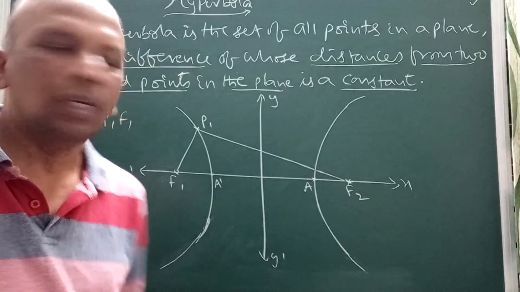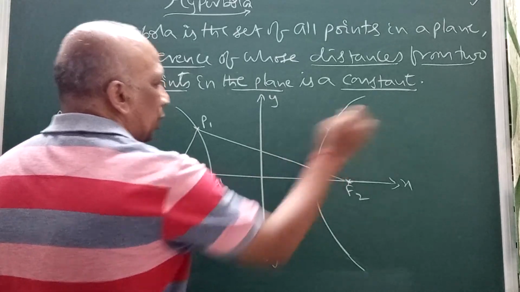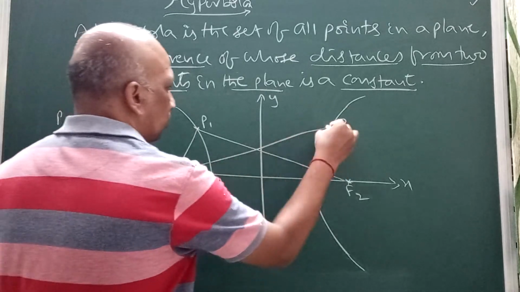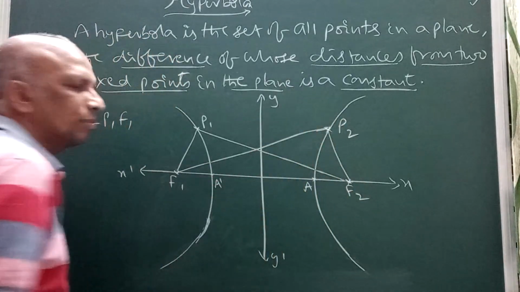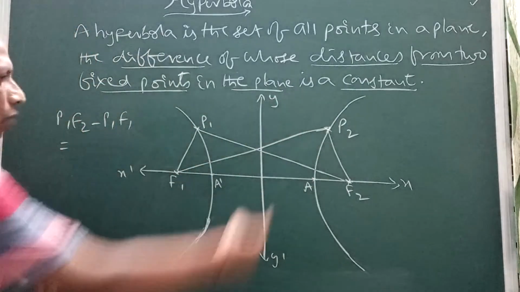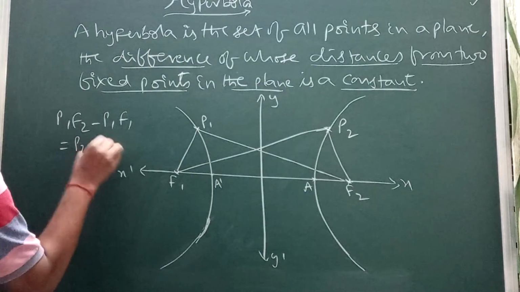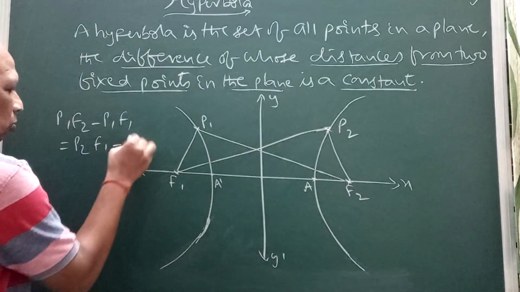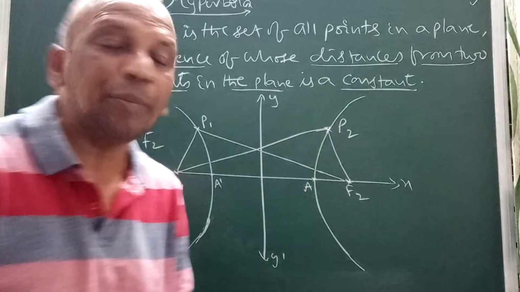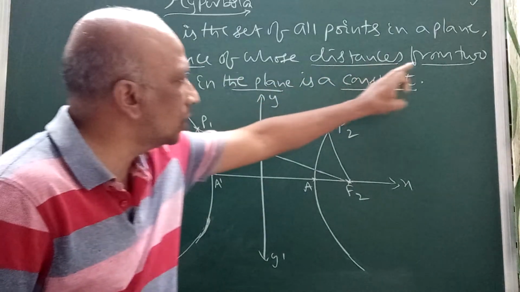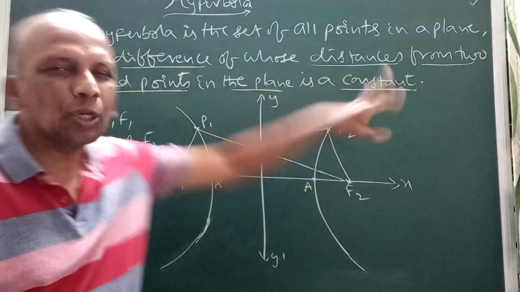You take one more point here, suppose a point P2. Join this and join this one. This should also be equal, you can take the distance P2F1 minus P2F2. These two are constant always. That's the meaning of this: the difference of those distances from two fixed points in the plane is a constant.